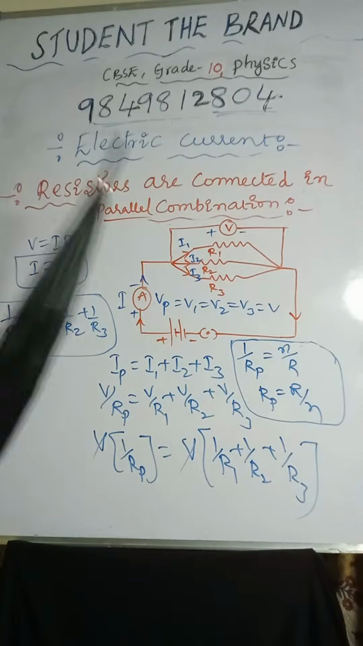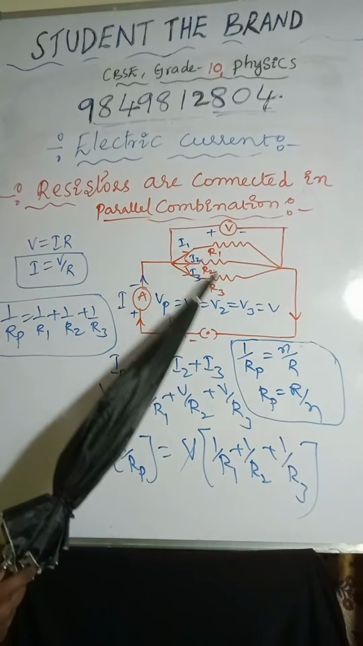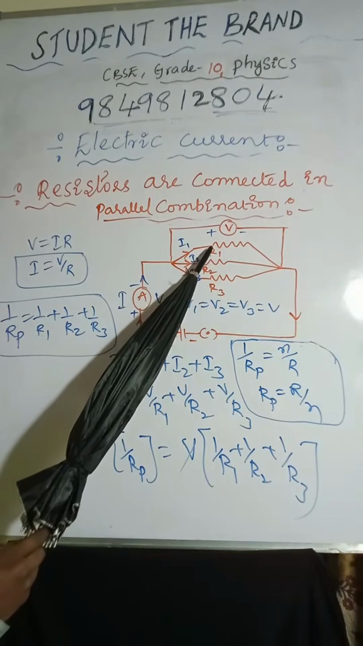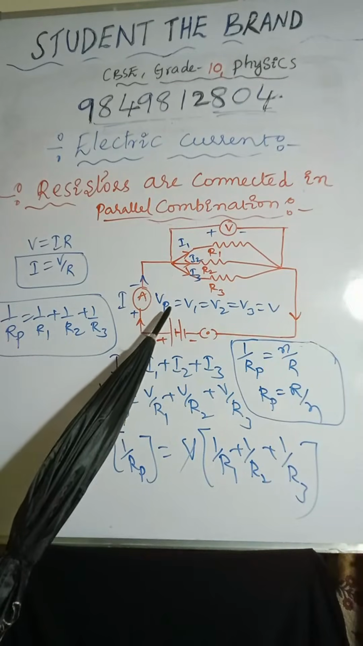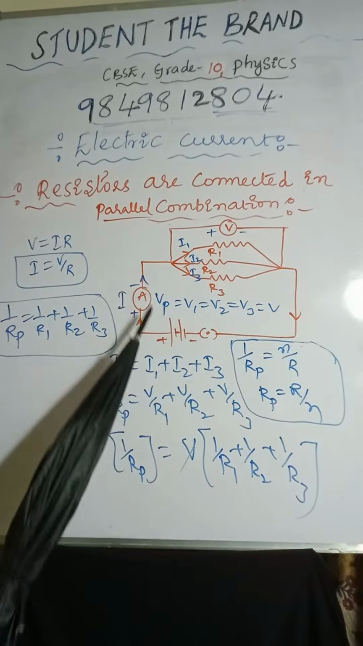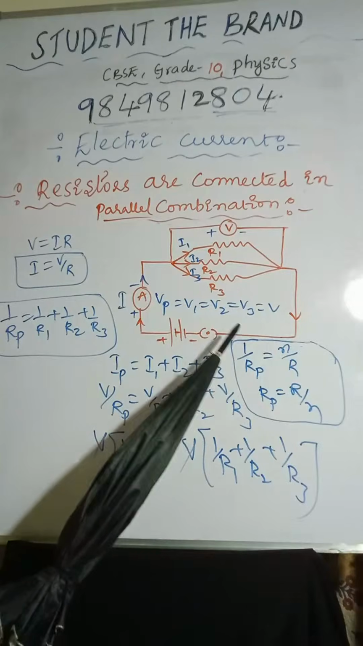So here you can observe R1, R2, R3 all are connected in parallel combination. Potential difference across R1, R2, R3 is same. That's why Vp equal to V1 equal to V2 equal to V3 equal to V. Current is passing from positive terminal to negative terminal.